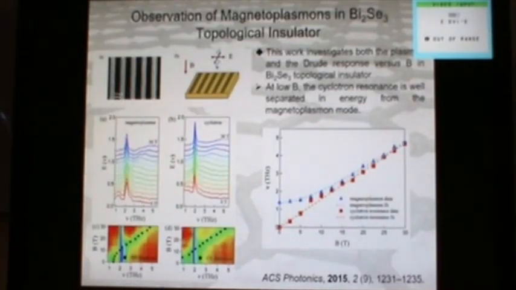And also, in the latest research by the same group from Italy, they found some evidence of magnetoplasmons in this missing line. So this is a topological insulator. Now they apply an electric field. And they found that at low electric field, the cyclotron resonance is well separated from the magnetoplasmon modes here.